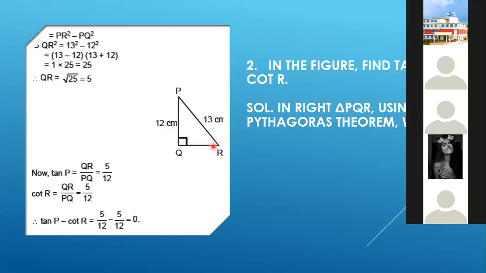Then they ask cot R. For cot R with the angle R, adjacent is QR, opposite is PQ. So adjacent by opposite is 5 by 12. So tan P and cot R both we got 5 by 12. The question is to find tan P minus cot R. Tan P is 5 by 12, cot R is 5 by 12. So the difference of those two is 0.